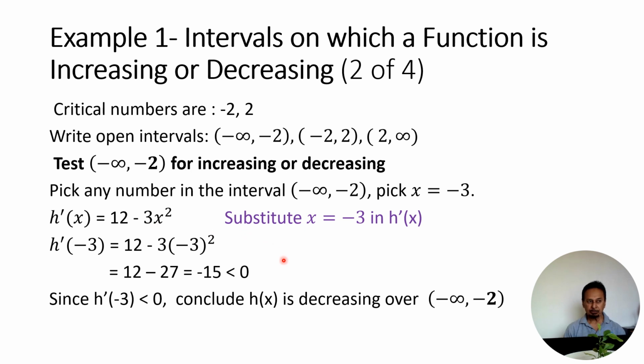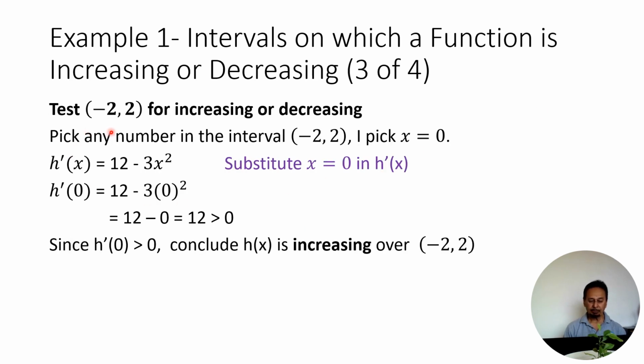So now I'll substitute x equal to negative 3 in the first derivative h prime of x, 12 minus 3x squared. So this becomes h prime of negative 3 equals 12 minus 3 times negative 3 squared. So it will be 12 minus 3 times 9, 27, which is negative 15, and that is less than 0. Since h prime of negative 3 is less than 0, we say h of x is decreasing over the interval negative infinity to negative 2.